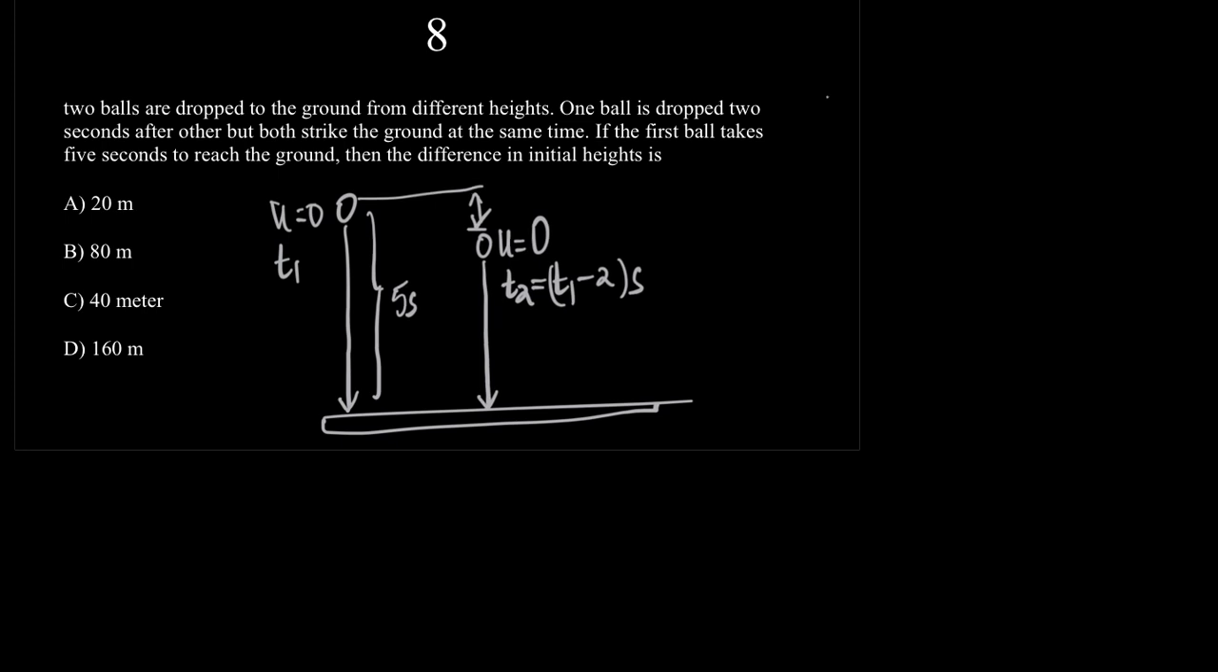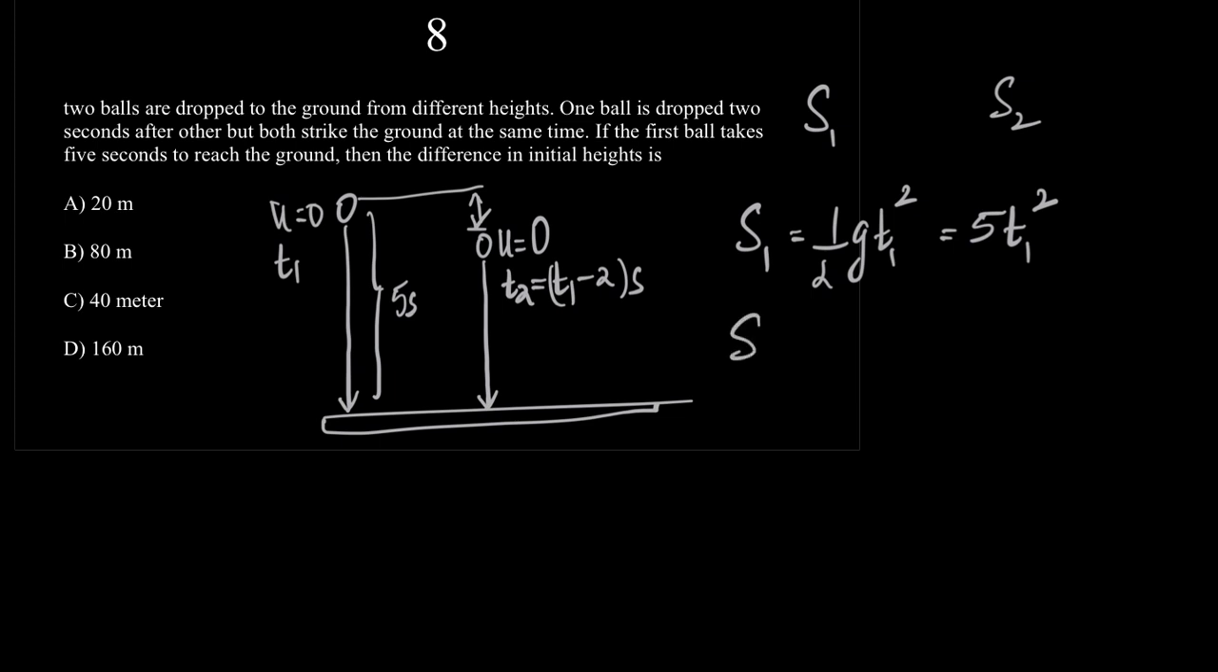I'll take the displacement of the first ball to be S1, and that of the second ball to be S2. What can we say about S1? S1 is ut plus half g t square. What is the value of u? u is 0, so this is half g t square. I'll take g as 10, so 10 by 2 becomes 5, and t is t1, so S1 is 5 t1 square.